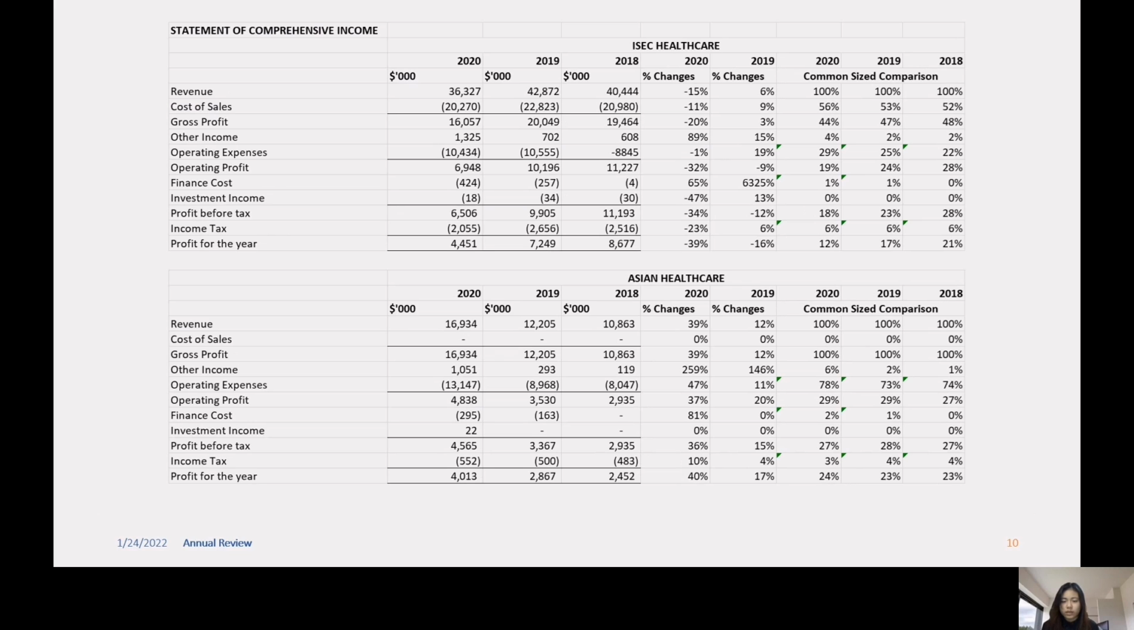In common size percentage comparison, ISEC Healthcare had the greatest gross margin ratios of 100% of sales in 2019 and 2020, whereas Asian Healthcare had gross margin of 47% and 44% respectively. In 2019 and 2020, Asian Healthcare had the highest percentage of earnings, accounting for 23% and 24% of sales, respectively, while ISEC Healthcare had 17% and 12% respectively.